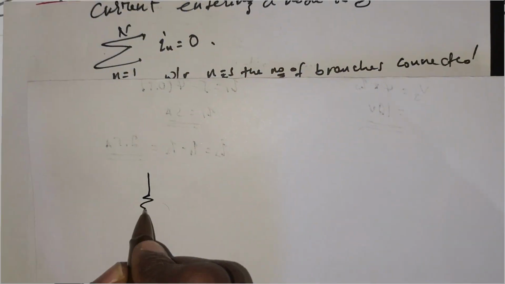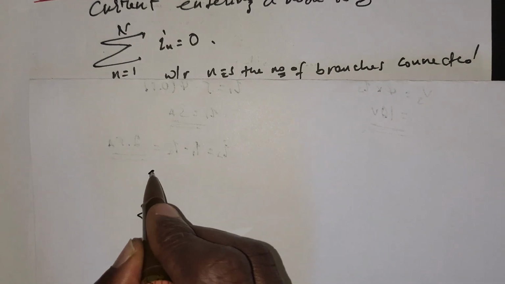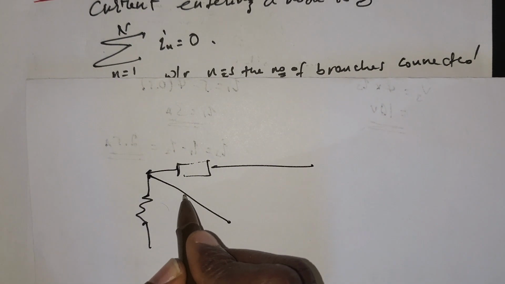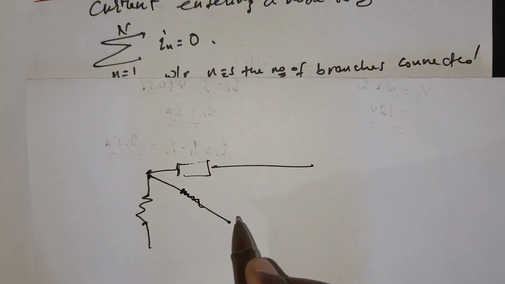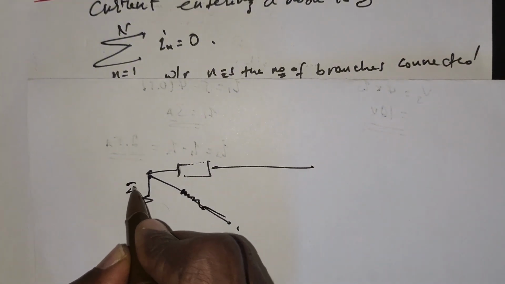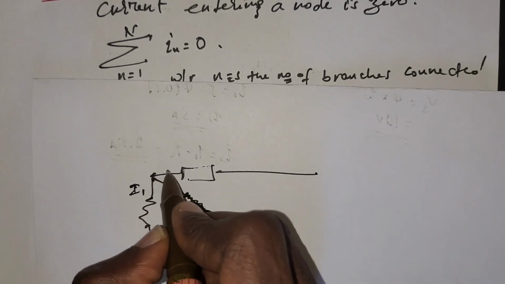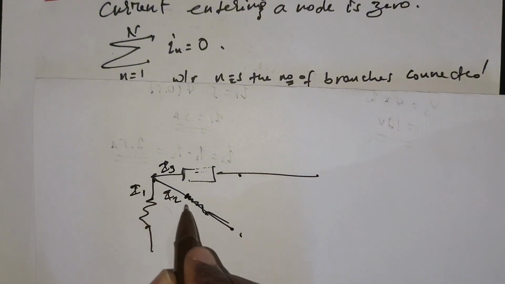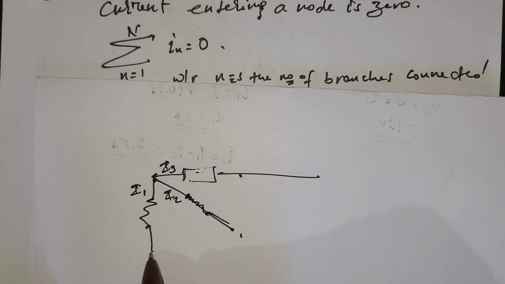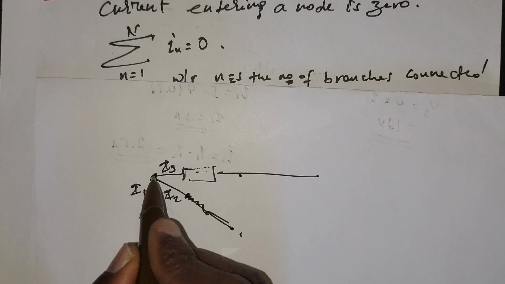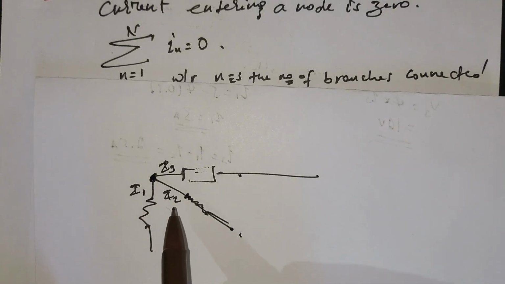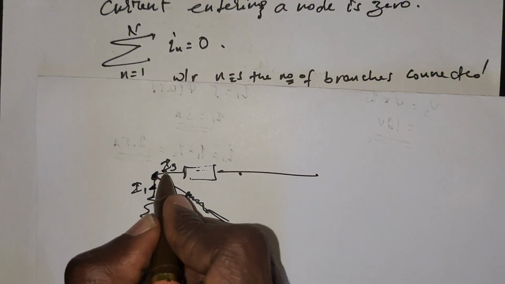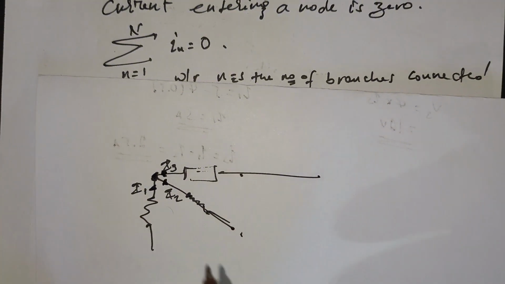For example, if we have different branches, here also some kind of resistor. So if this is I1, this is I2, this is I3, the current in this branch is I3, the current in this branch is I2, and the current in this one is I1. So the summation of currents entering this node: the current in this branch enters and is divided between two.